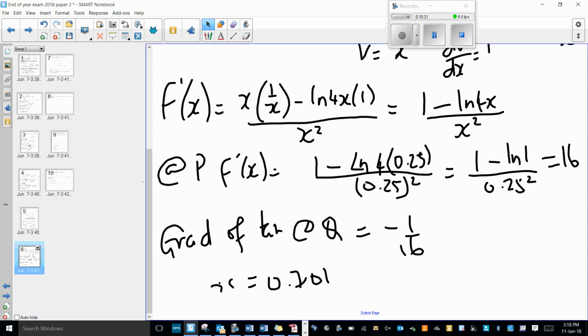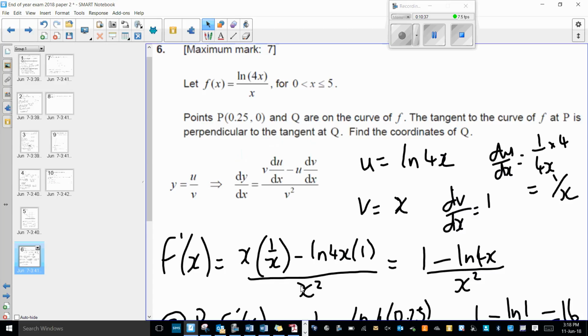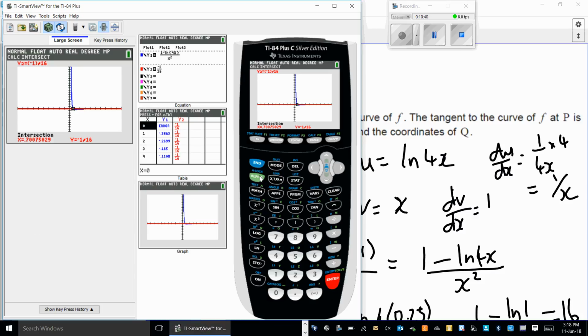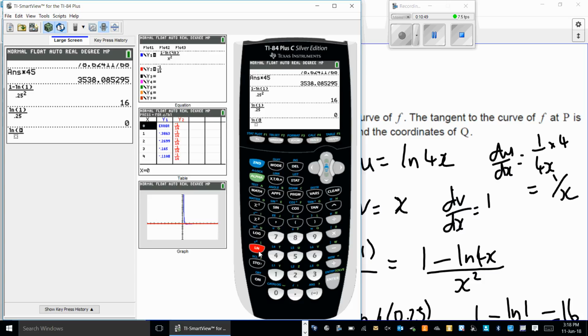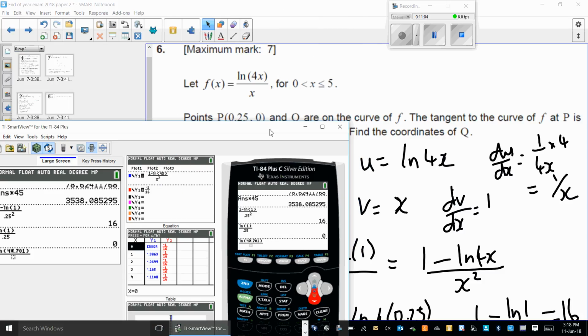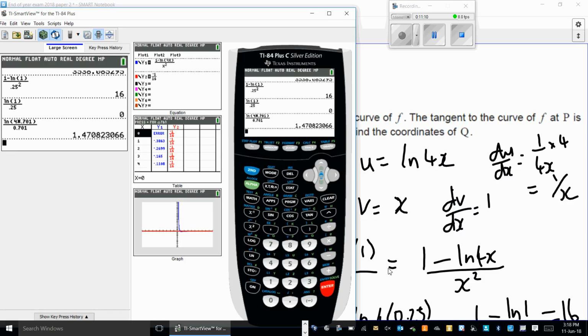Okay, and then we're going to stick that value 0.701 into the original function. So ln 4 multiplied by 0.701 over 0.701, which is 1.47 to 3 significant figures. Okay, done.